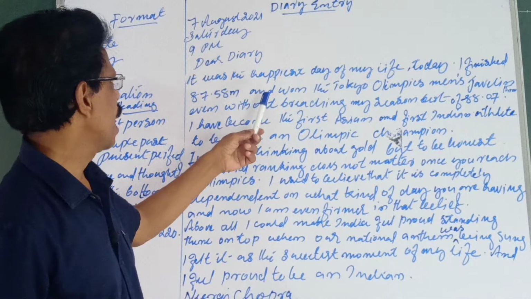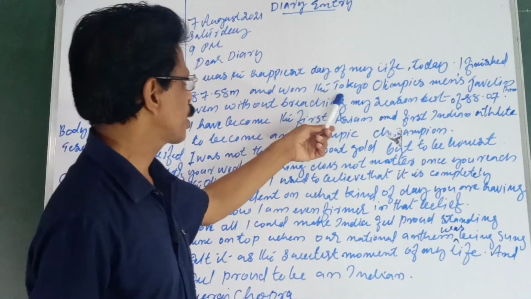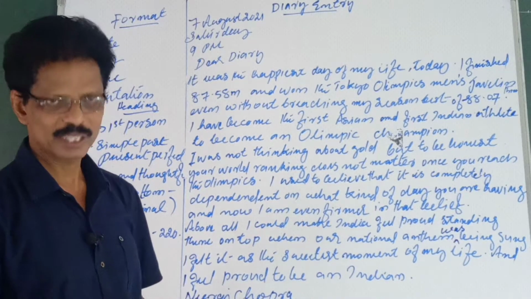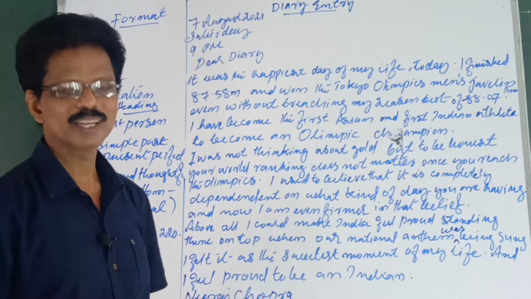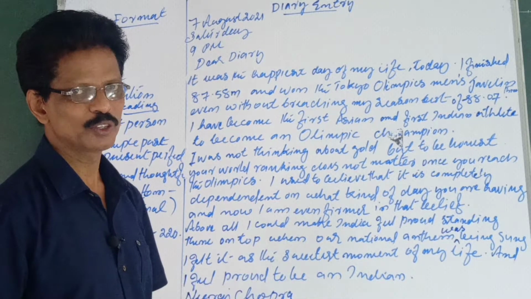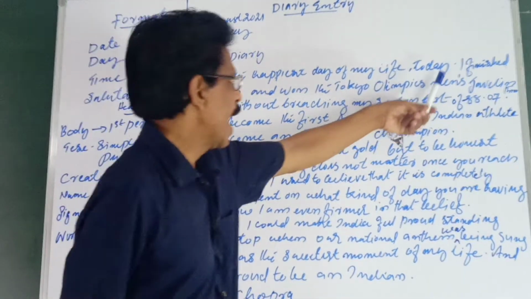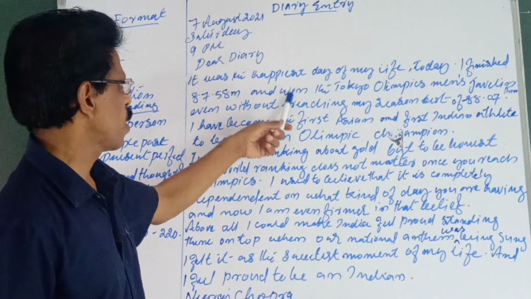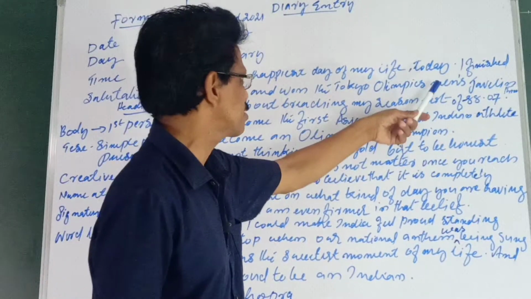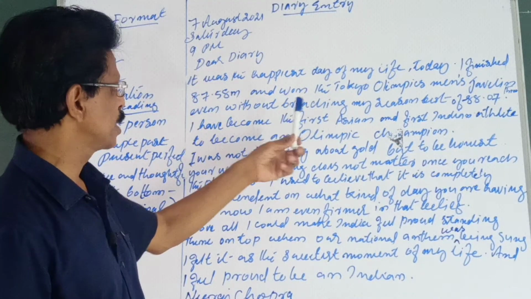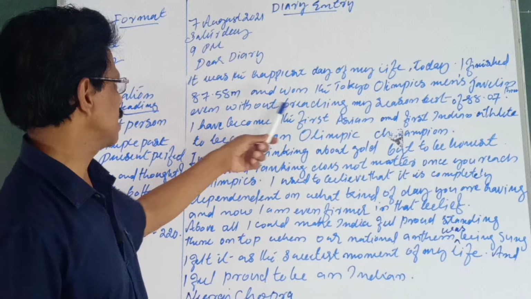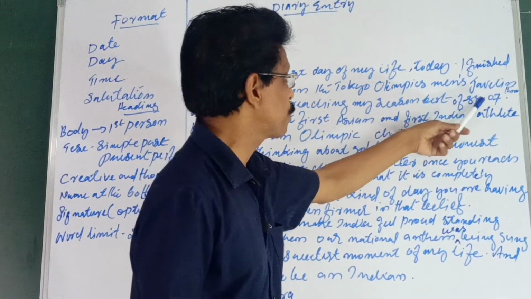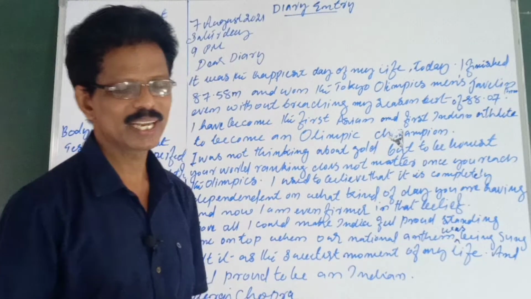I finished 87.58 meter and won the Tokyo Olympics men's javelin throw. You have to say what happened on that day, not simply imagine that everybody knows that. So you should say what really happened. I finished 87.58 meter and won the Tokyo Olympics men's javelin throw, even without breaching my season best of 88.07. Details given in detail.